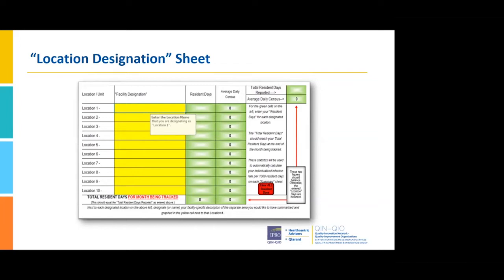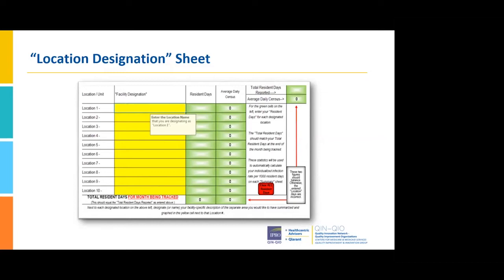You have to enter resident days at the end of each month for the tracking tool to accurately calculate and display appropriate rates for that month. The average daily census column automatically calculates based on the total resident days for the month and the number of days in the particular month being tracked. I would suggest that you collect the appropriate number of total resident days both across the entire facility and the total resident days for each location you have decided to carve out of your data.